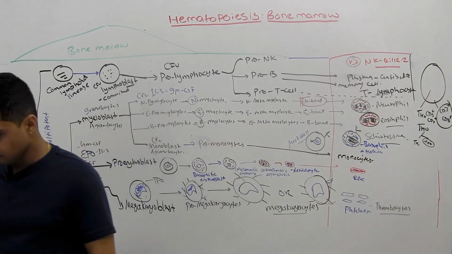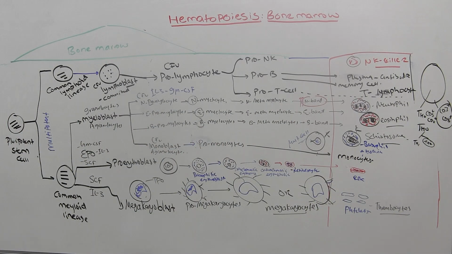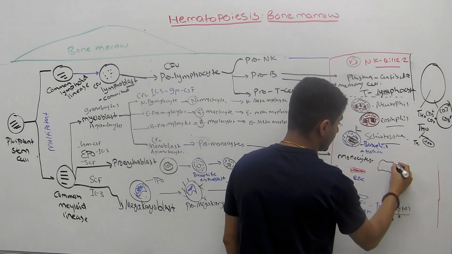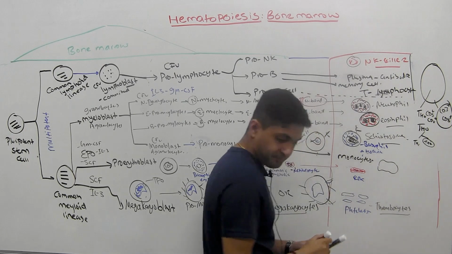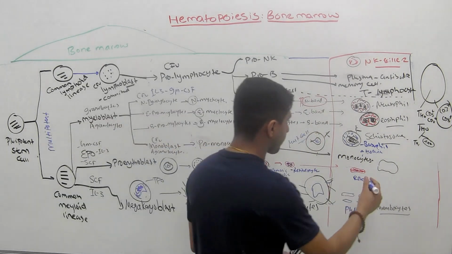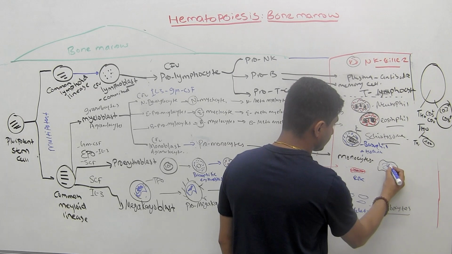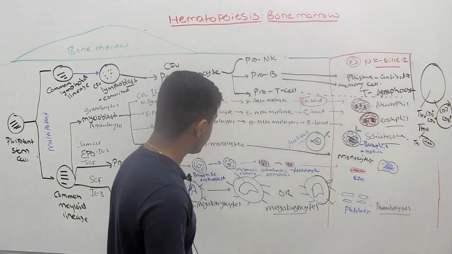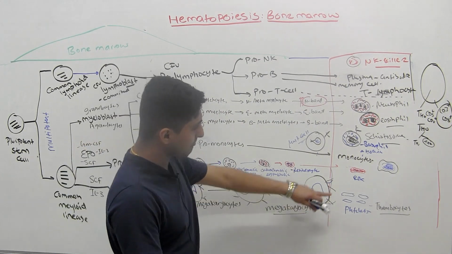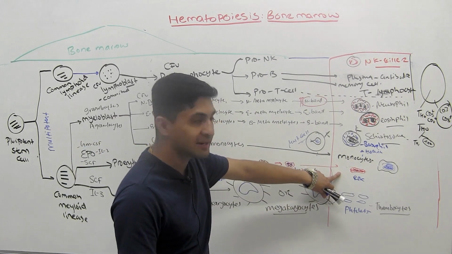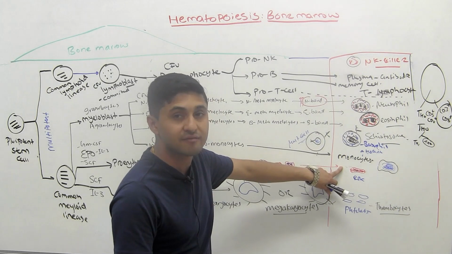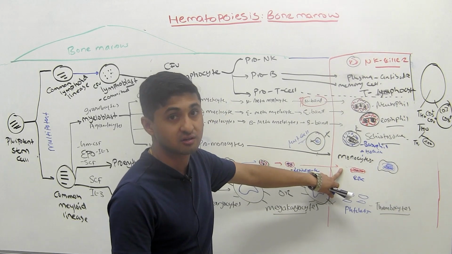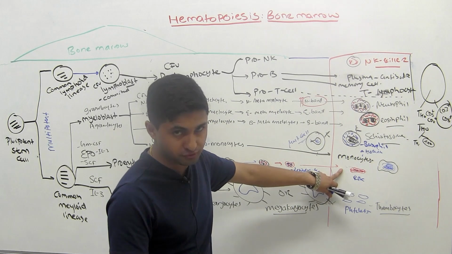Remember, a monocyte doesn't contain granules. These are big cells, so let's make them a little bit bigger. One thing you have to understand about monocytes is that when they're circulating in the blood, they're immature and don't have any functions. But when they go to tissue, that's where they become macrophages.